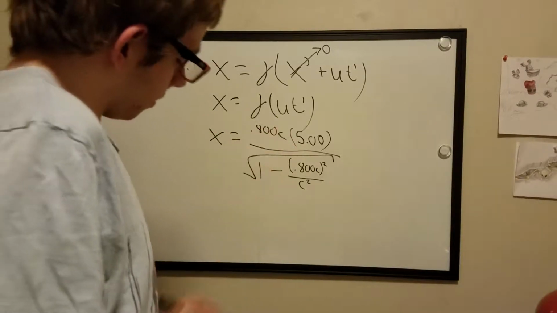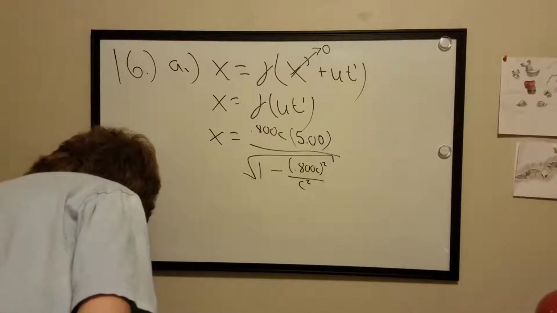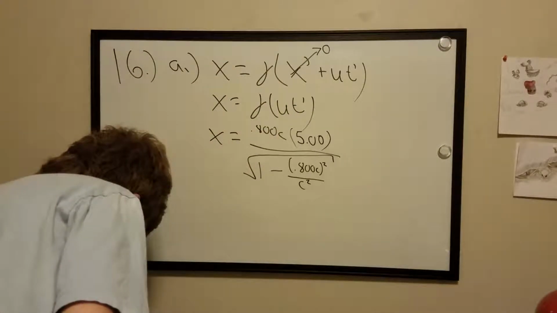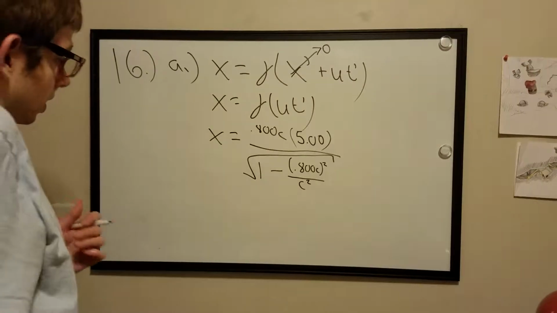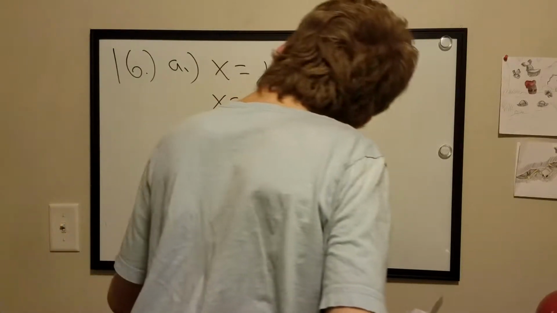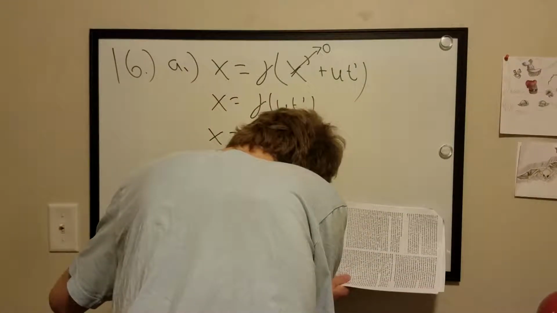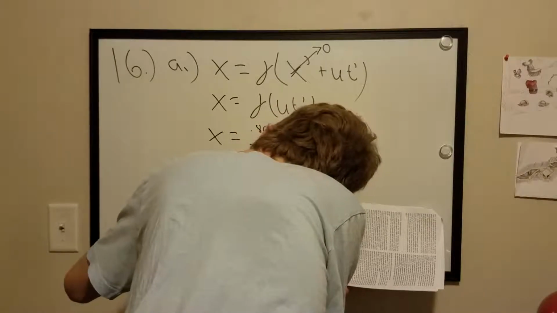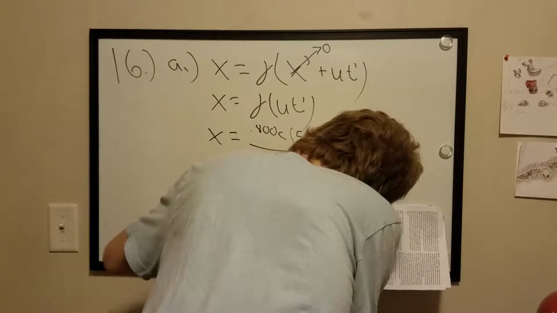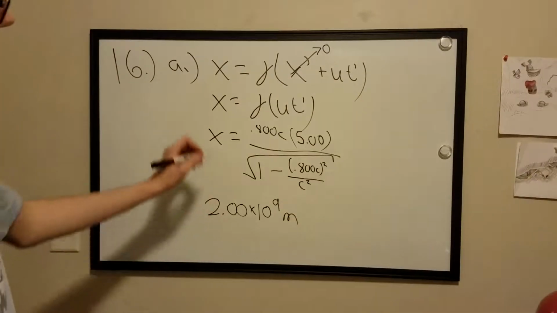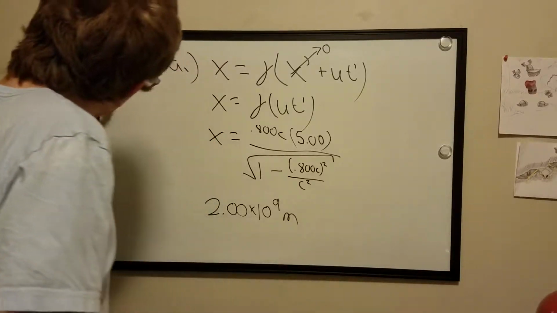And if you plug all these values in and keep track of significant figures, it should come out to be Stanley's measured distance from him to the light turning on. He measures it to be 2.00 times 10 to the 9th meters. Alright, so that's Stanley's x. Now we need to find Stanley's t.